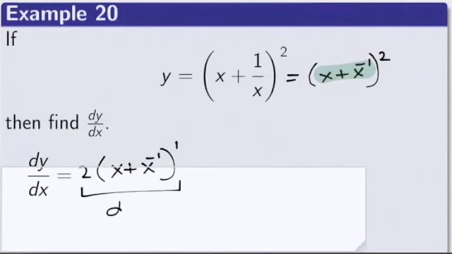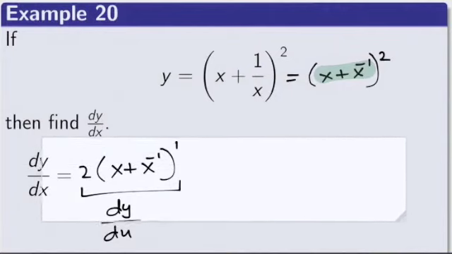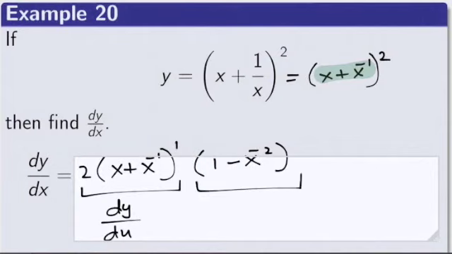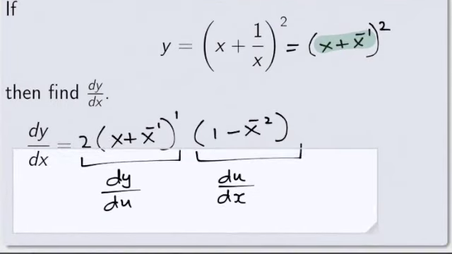So this term here is dy du. So according to the chain rule, we need to multiply this by du dx. So u is x plus x raised to the power -1, which is the green term. So the derivative of that with respect to x: the derivative of x with respect to x is 1. The derivative of x raised to the power -1 with respect to x is minus x raised to the power -2. So this is du dx. So according to the chain rule, the product of dy du times du dx is in fact dy dx.